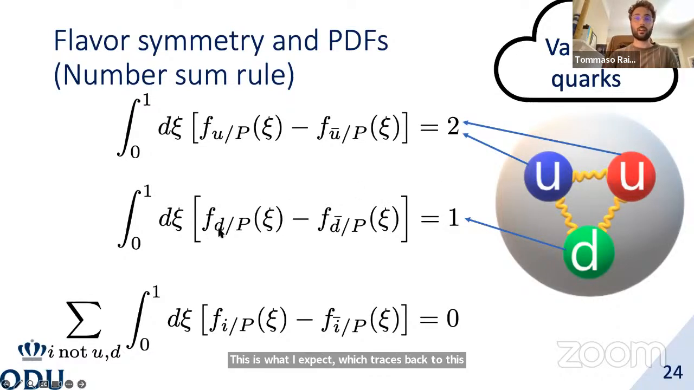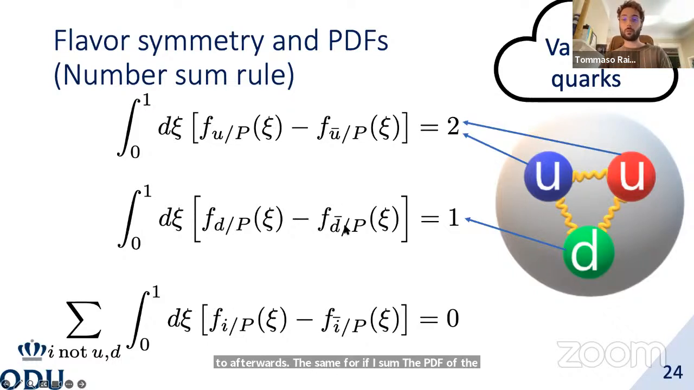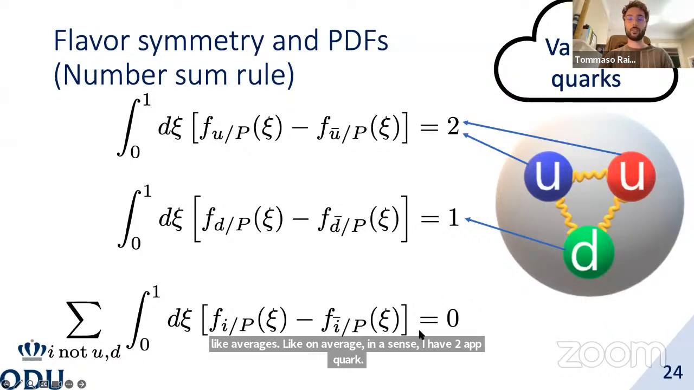The same for the down quark: if I sum the PDF of the down quark minus the PDF of the anti-down quark, I should get 1. And all the rest, whatever it is, should sum up to 0. These are like averages. On average, I have 2 up quarks. On average, I have 1 down quark. And on average, I have 0 of everything else.